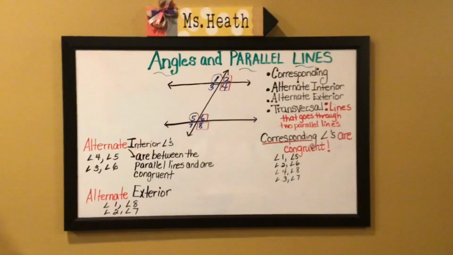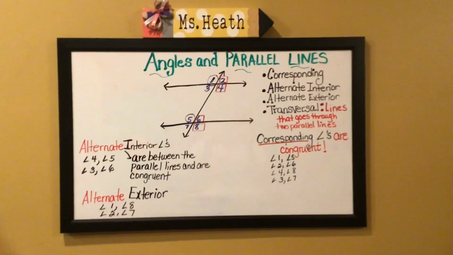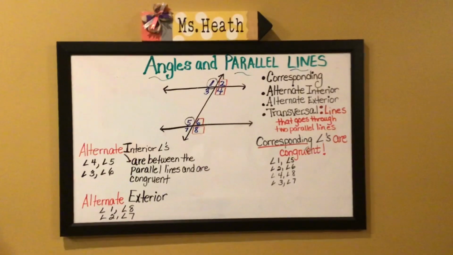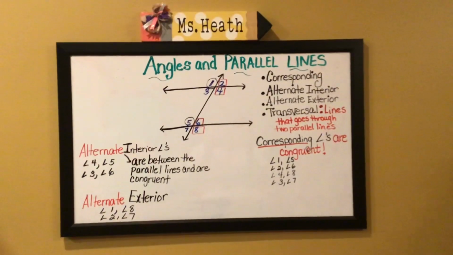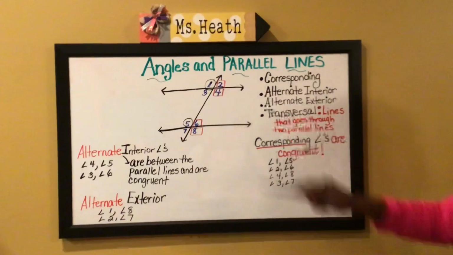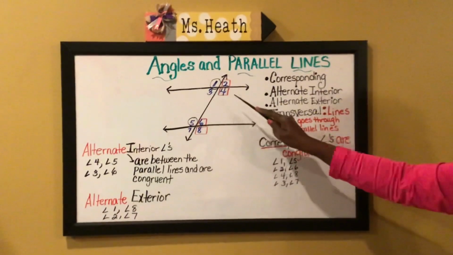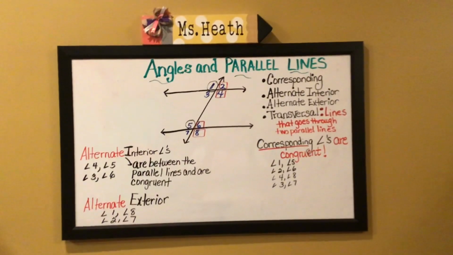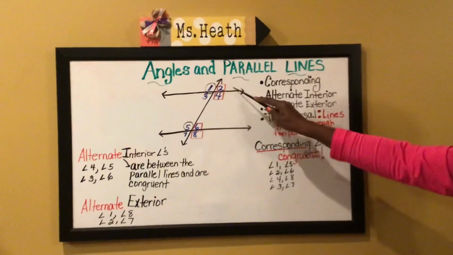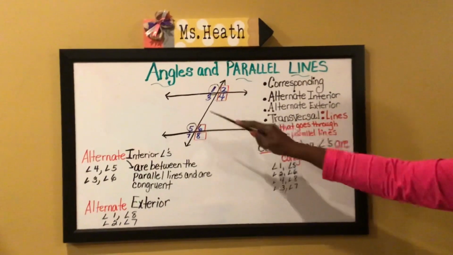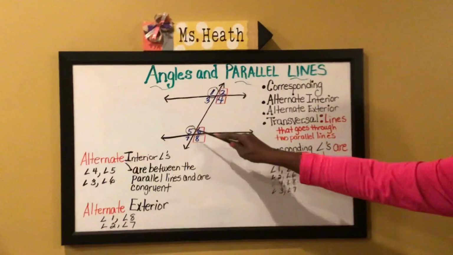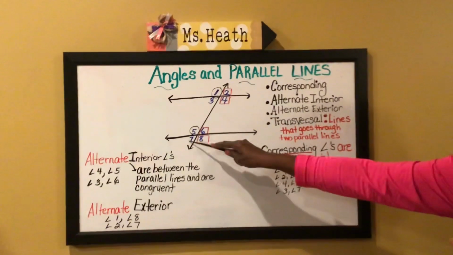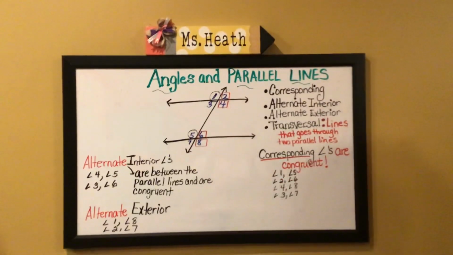Now, what you will notice is that when the transversal cuts through one parallel line, you have four angles, two on the top, two on the bottom: upper left, upper right, lower left, lower right.